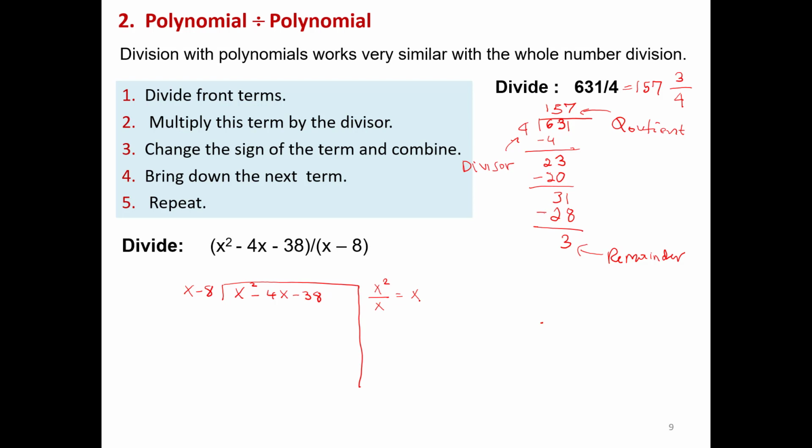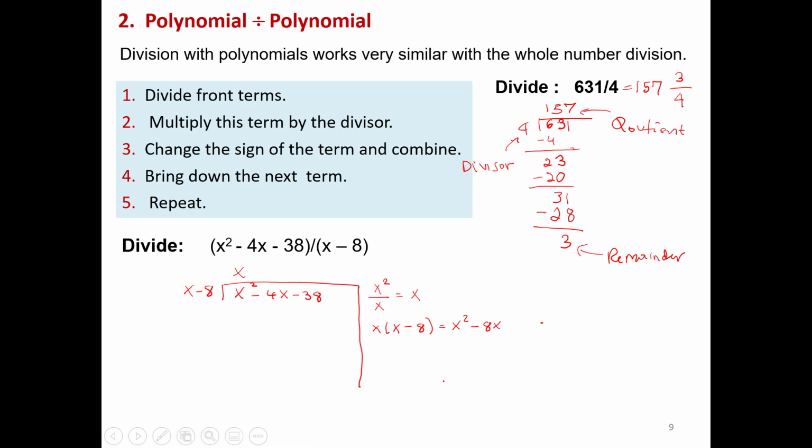Then we'll write here x. In this case, this is the 1. Now we need to multiply x by x minus 8, in the same way we multiply 1 times 4. Let's write this down here: x squared minus 8x. The next step is we need to change the sign and combine. We say 1 times 4, and then we change the sign. In this case, we say x times x minus 8 equals this one.